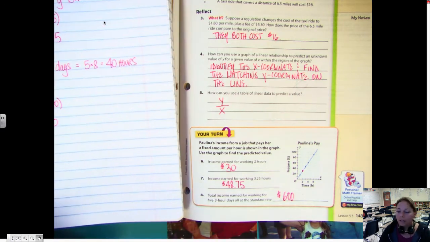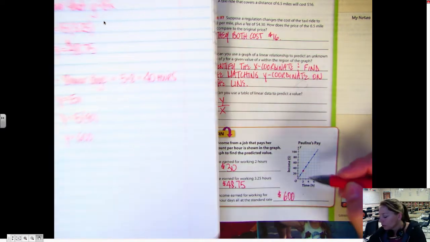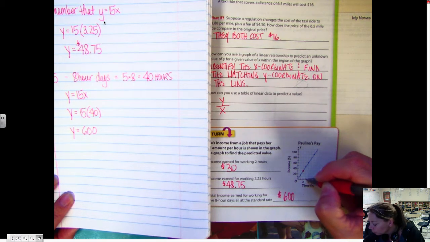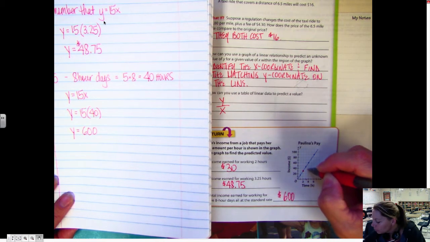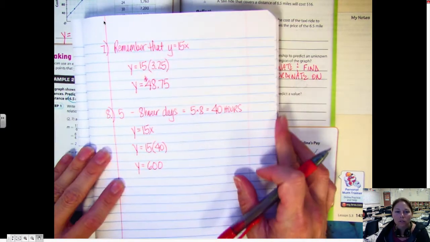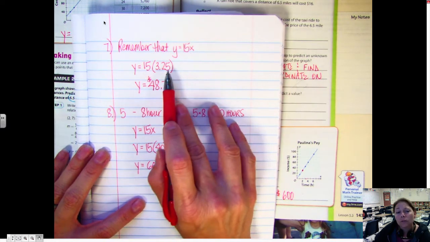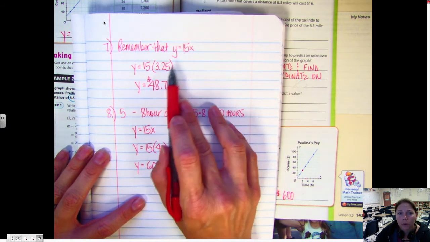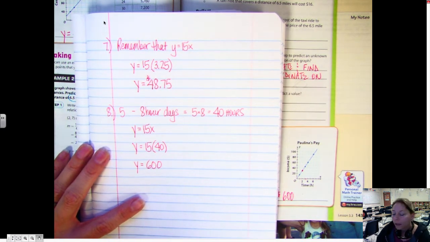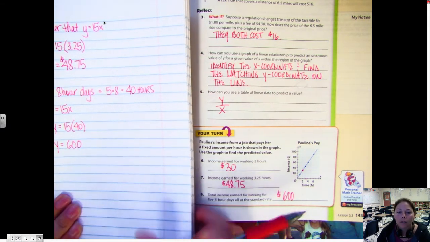And then for number 7, it asks you for 3.25 hours, and that's a little bit more tricky to establish on this graph. So even though I could come over here from 2 to 3 and then from 3 to 4, I know 3.25 is about here, I would be really estimating about how much money I earned. So again, I use the equation that I originally came up with, which is y equals 15x, and I substituted 3.25 in for x, which is the number of hours worked, and I multiplied and I got $48.75.